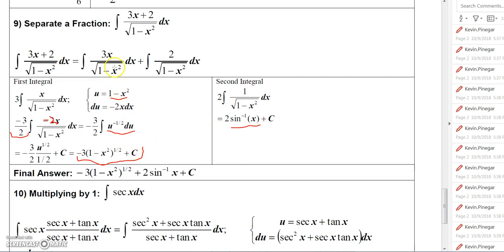Now, since these two were added together, let's put them together. We get the result from the first integral plus the result from the second integral, and then plus a constant. We don't need 2 constants; we can just say 1 constant there.